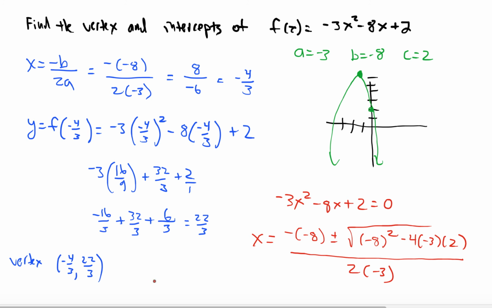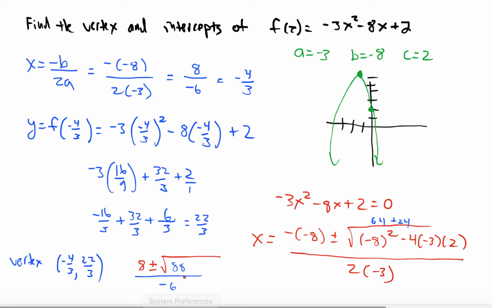So let's take a look here. I'm just going to write it on the bottom, right? So we get 8 plus or minus the square root of. Now in this case, we'll just try to do this at one time. Right here we get 64. And 4 times 3 times 2 is 24, but that should be a plus, right? Because the signs change. So we get 8 plus or minus the square root of 88 all over negative 6.